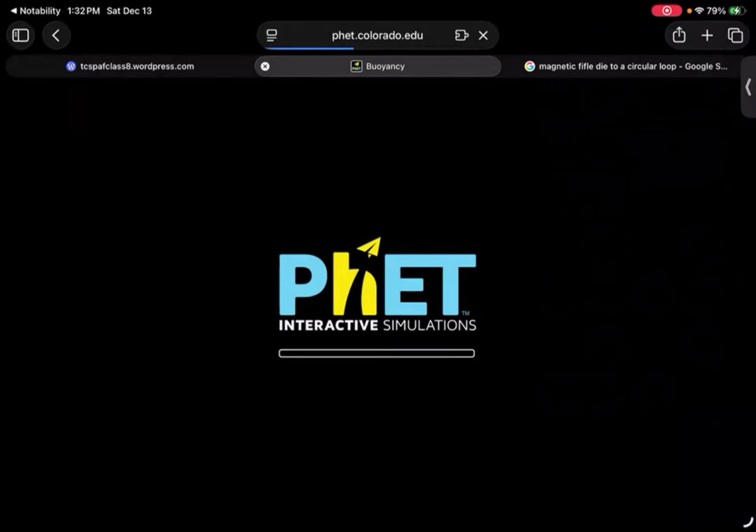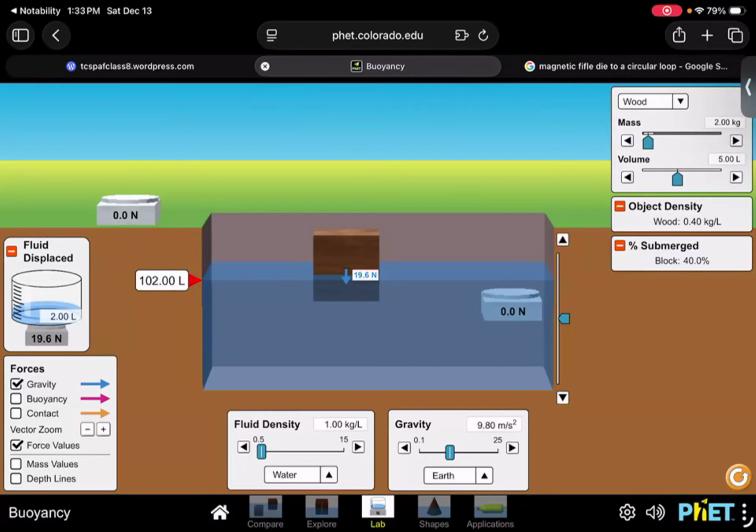There is a force of gravity on the block, and there is an upward force from the fluid, which is what we call the upthrust force, or the buoyant force. Now, only a little bit of the block is submerged. Notice what happens as I increase the density of this block.